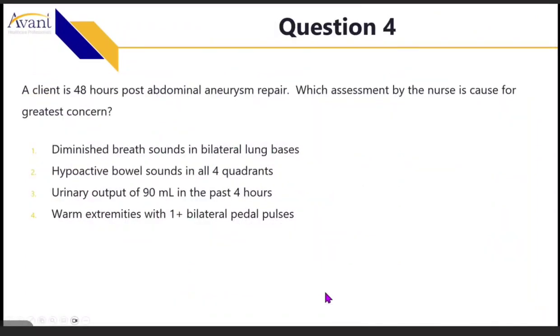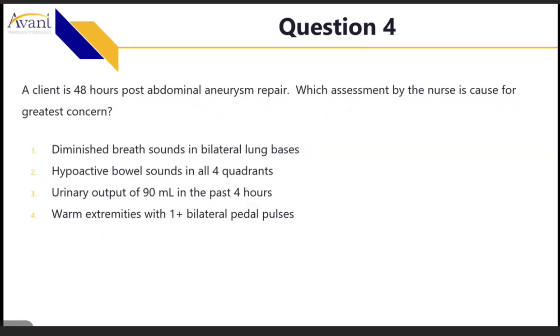All right. Question number 4. A client is 48 hours post-abdominal aneurysm repair. Which assessment by the nurse is cause for greatest concern? So she sees all of these things. Which one bothers her the most?